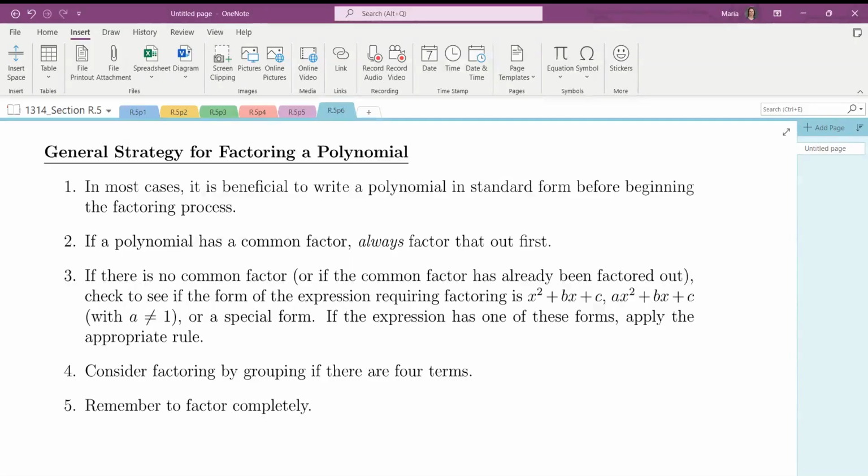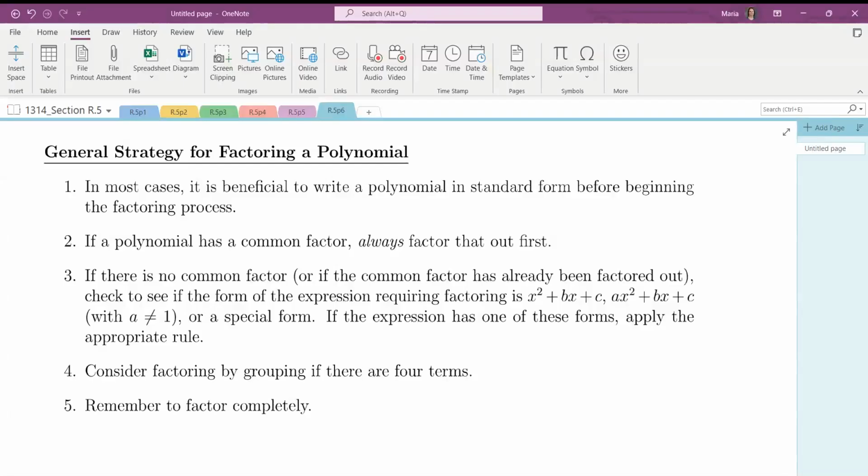So now we're going to put it all together in one last video. We're going to talk about the general strategy for factoring any polynomial. Number 1, in most cases, it is beneficial to write a polynomial in standard form before beginning the factoring process. That means you want to rearrange the terms if necessary so that the powers of x decrease as you move from left to right. Number 2, and this is big, you always want to look for a common factor first.